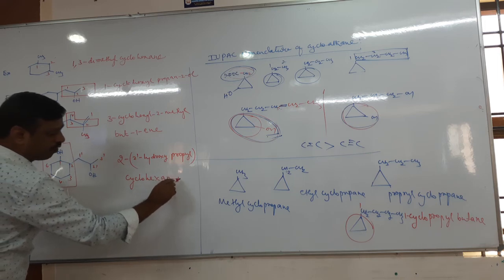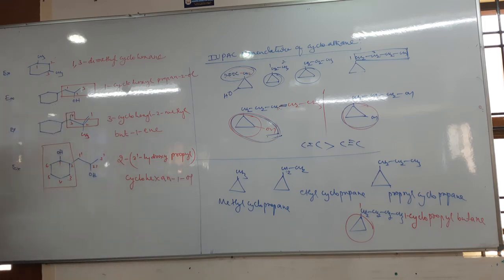Cyclohexane, which ol? Cyclohexane 1 ol. Okay. So this is when the same functional group is present in both the side chain as well as the cyclic ring. Now next, if a different functional group is present in both the side chain and the OH group, then the parent chain is decided by priority order.